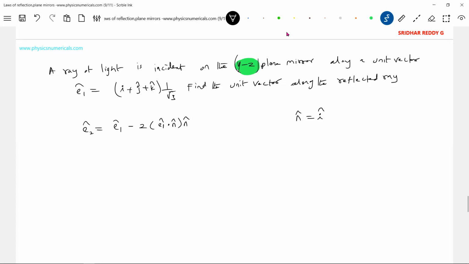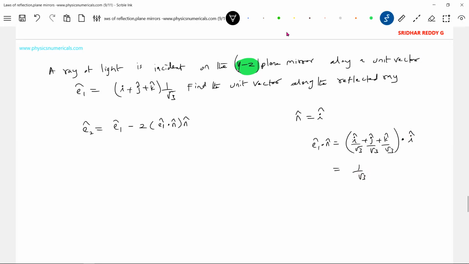Okay, let me substitute all the formulas one by one. First we'll calculate E1 cap dot N cap. We'll see what we get, the product of these two. So I cap by root 3, J cap by root 3, K cap by root 3 dot I cap. I dot I will be 1 by root 3. I dot I will be 1, J dot I will be 0, K dot I will be 0. So what is the resultant? It will be only 1 by root 3.